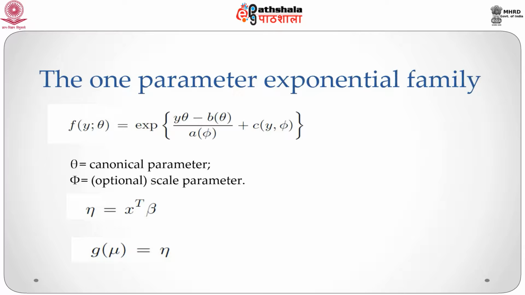So the one-parameter exponential family. The general form of this, as you know, is given by f of y, theta equal to exponential of y theta minus some function b of theta, divided by a function a of phi, plus c of y and phi. Now, theta here is a parameter which is called the canonical parameter, and phi is a scale parameter which is optional in the sense that it may or may not be present.